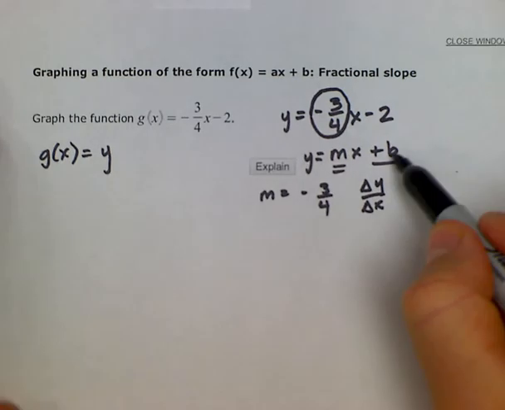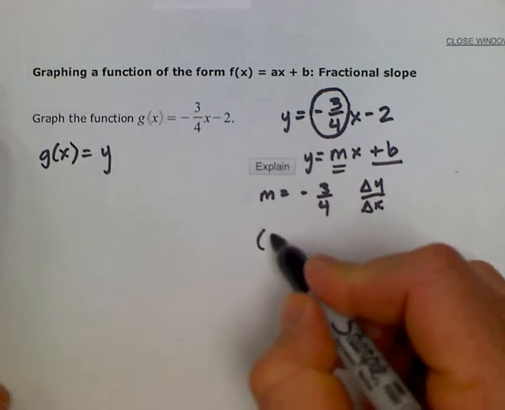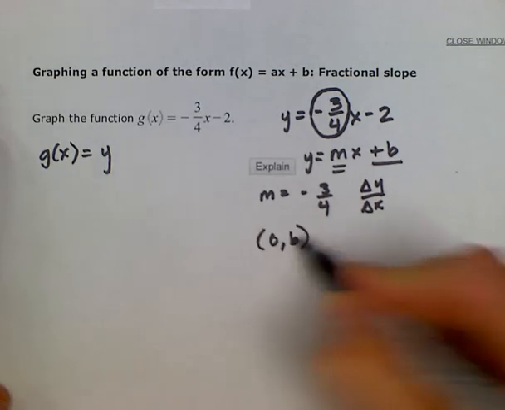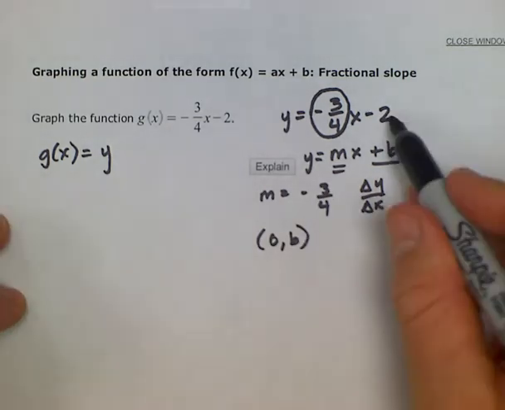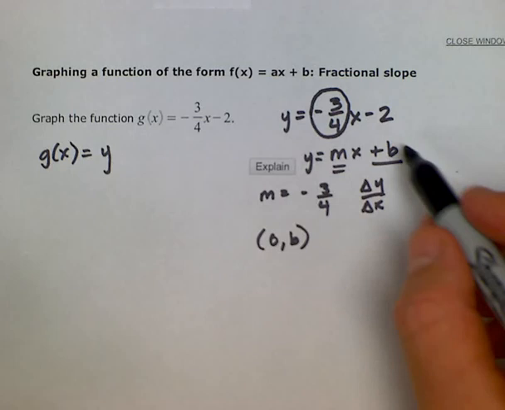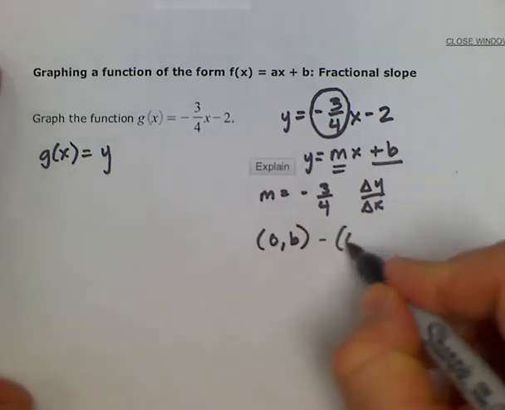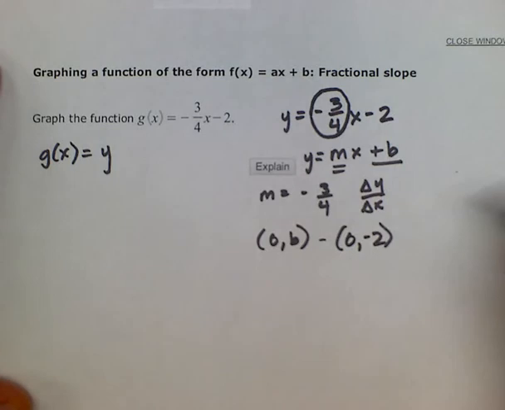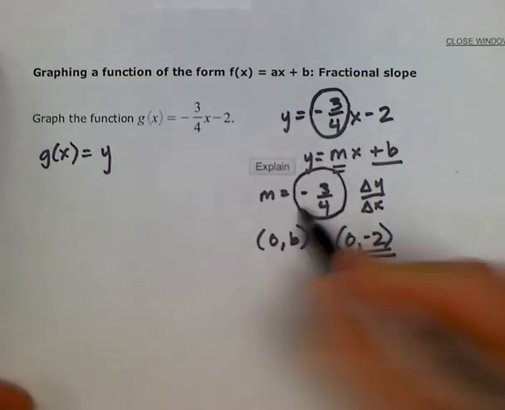And then our y-intercept, b, is negative 2, and we write the y-intercept in the form 0, comma b, where b is the y value, which you see here is negative 2. So we would rewrite that 0, comma negative 2. So we have a start point, and then we have a slope. So we can go ahead and graph the function.